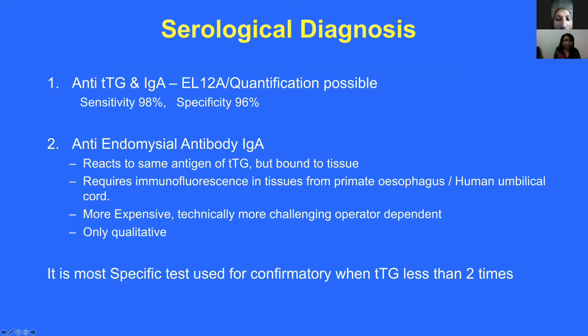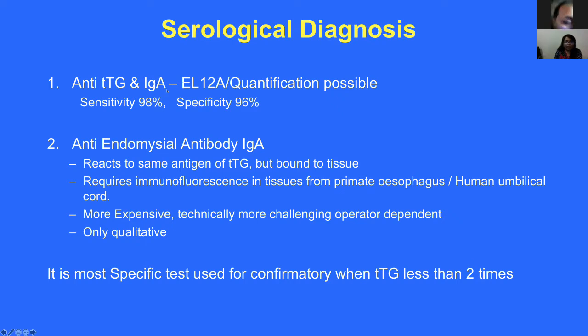The main antibody which is important in patients with celiac disease is anti-TTG, that is anti-tissue transglutaminase IgA variety, and also the serum IgA level. This can be done by ELISA and quantification is also possible. Why do we need anti-TTG IgA and serum IgA level? Because when we screen these patients, the TTG test is of the IgA variety.